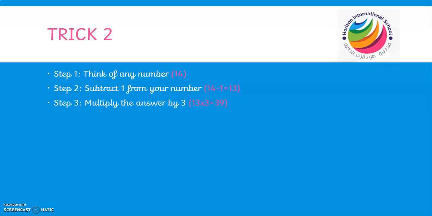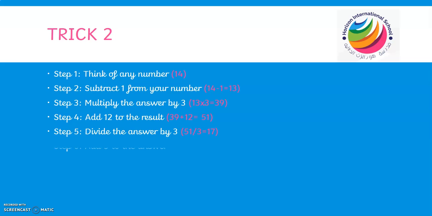Step 3, multiply the answer by 3. 13 multiplied by 3 equals 39. Step 4, add 12 to the result. 39 plus 12 equals 51. Step 5, divide the answer by 3. 51 divided by 3 equals 17.